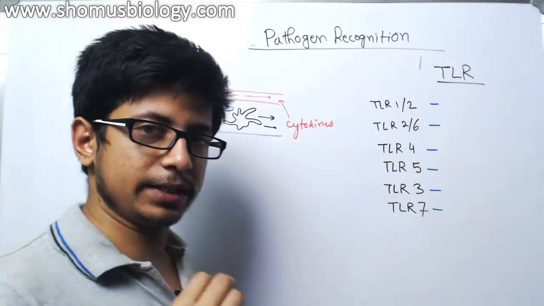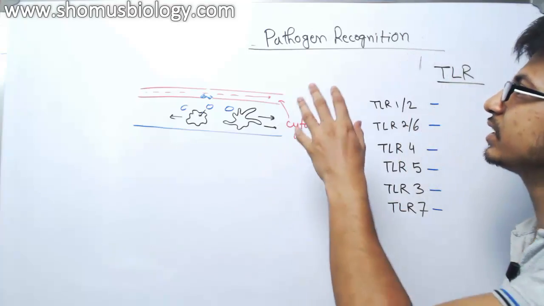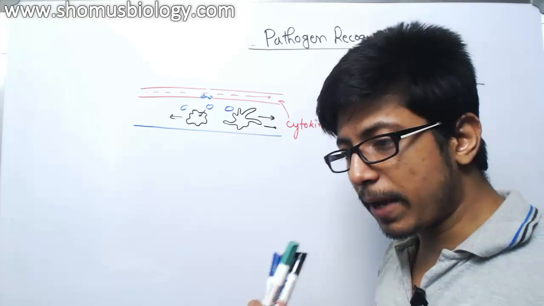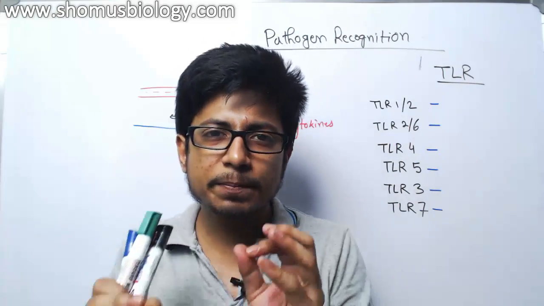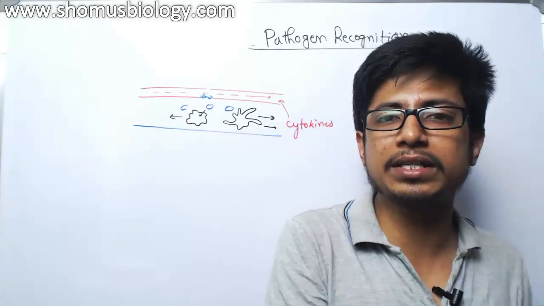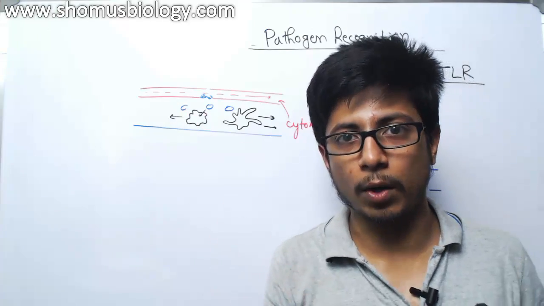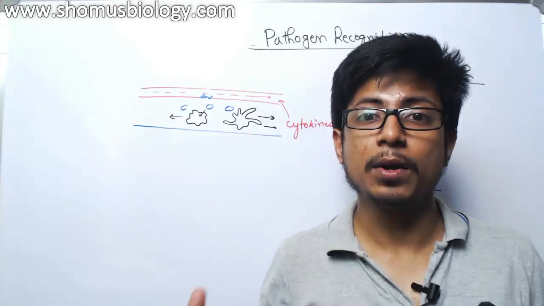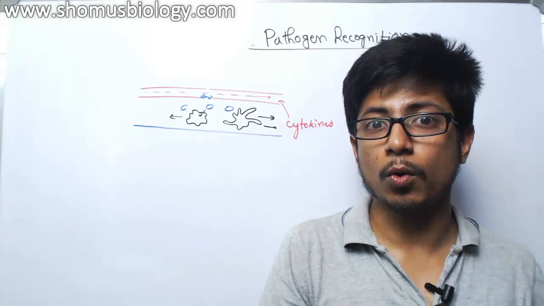Now my question is, how do these cells recognize these pathogen factors? For recognizing pathogen factors, there are specific unique sequences that these cells are looking for, which are unique to bacteria or unique to a virus, but should not be present in our own body cells.